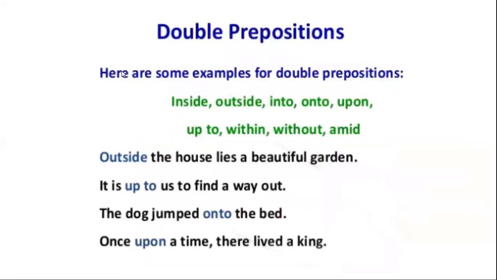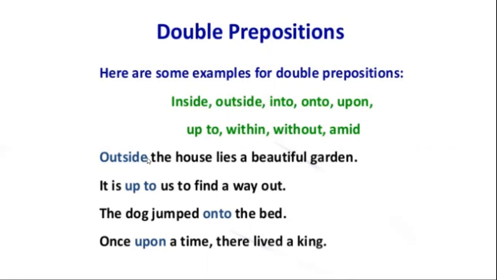Here are some examples for double prepositions. Inside: in is one preposition and side is another preposition. So these two prepositions can be joined to make a single word: inside, outside, into, onto, upon, up to, within, without, amid. So these are double prepositions. Double preposition means we can join two words to make a new one.